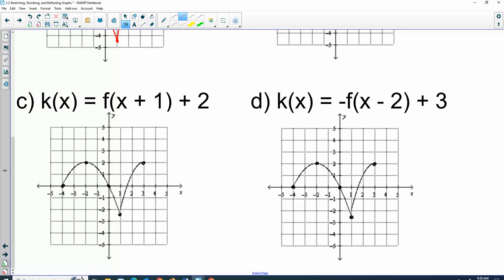C, there's two things happening. This plus 1 will take my graph left 1, and plus 2, up 2. So I take each point left 1, up 2. And you're just doing enough points so that you can get your graph there. Same general shape.